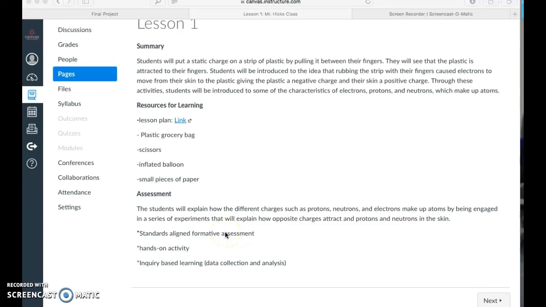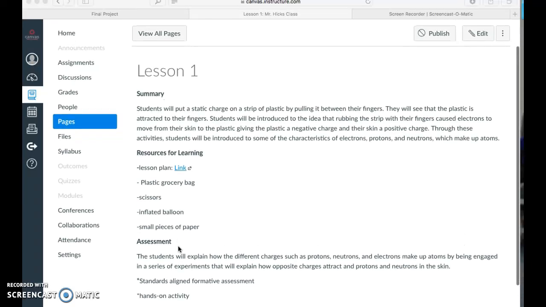So for the first lesson, the teaching tools I used were standards that align with the formative assessment, hands-on activity, and inquiry-based learning, which included data collection and analysis. And for this lesson, the students were going to be doing a lab assignment with a static charge on a strip of plastic and pulling it between their fingers.